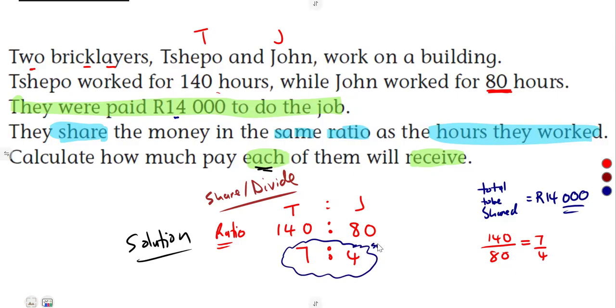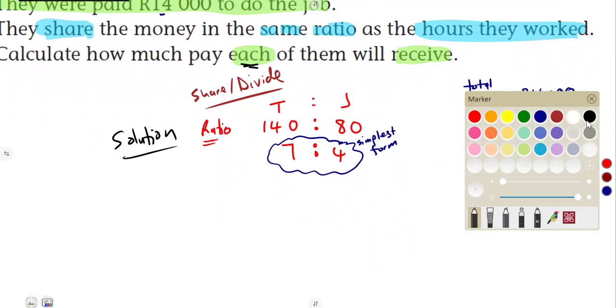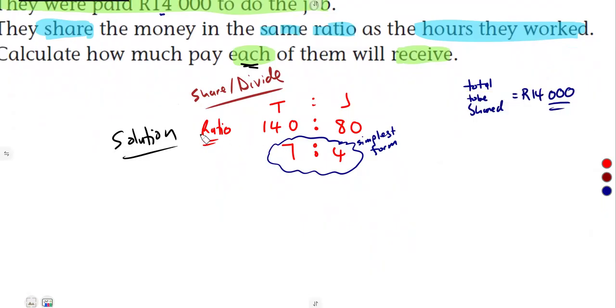We are just writing in simplest form. It is not a problem to use exactly as it was, 140 as to 80. No, you can use it. But you can also work with a reduced value, which is a reduced ratio. All right. Anyways, guys, how much each is going to get?